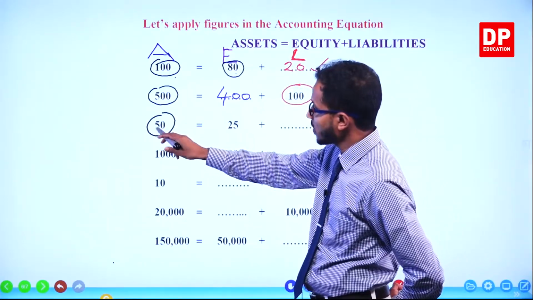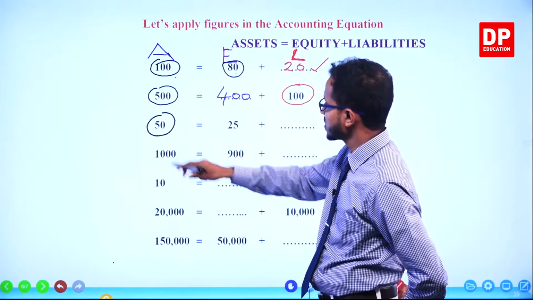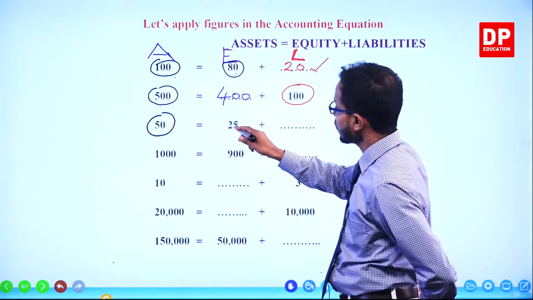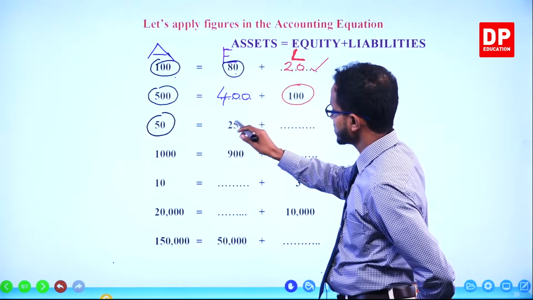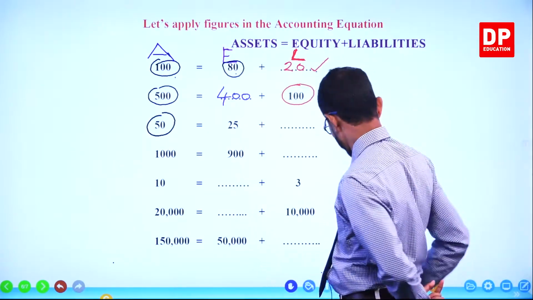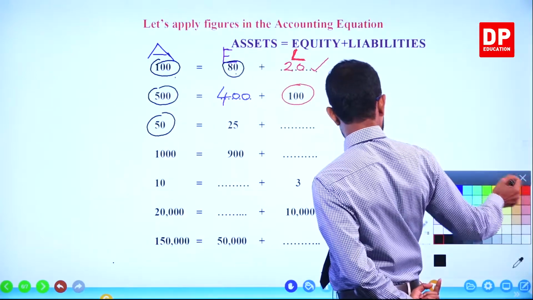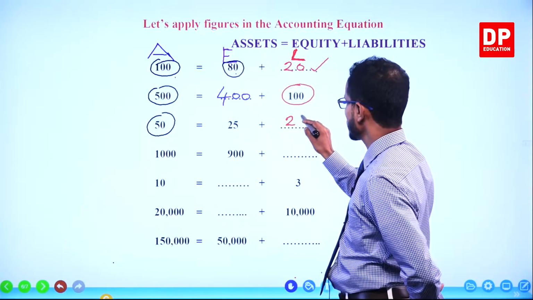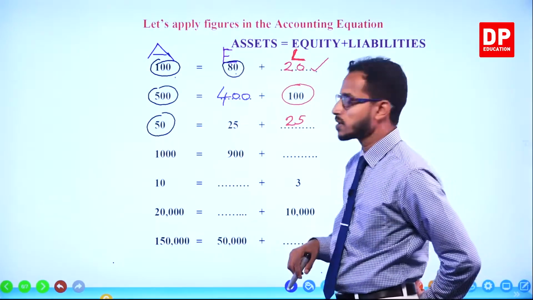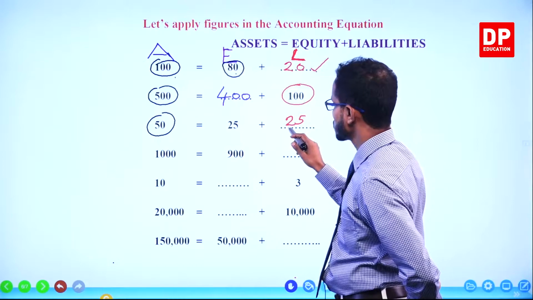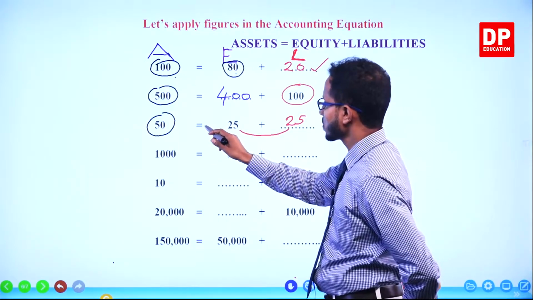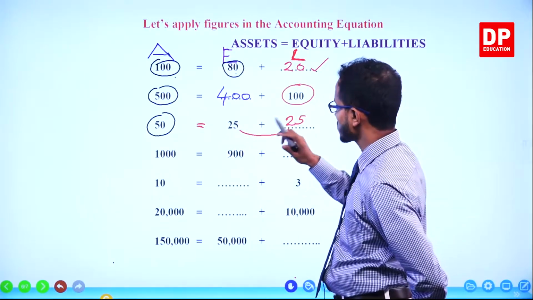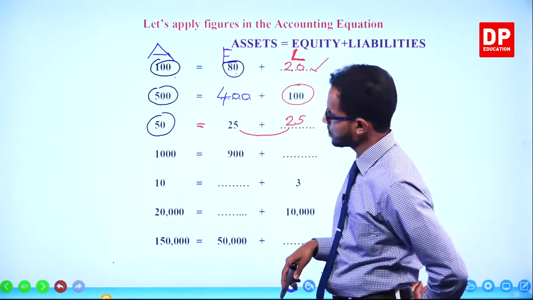Next, I want you to tell me, if 50 of assets exist in a business, out of that 50, 25 only is invested by the owner, how much would have been borrowed? 25. So the addition of these two forms this amount. 25 plus 25 equals 50.